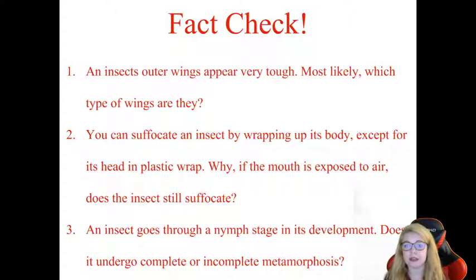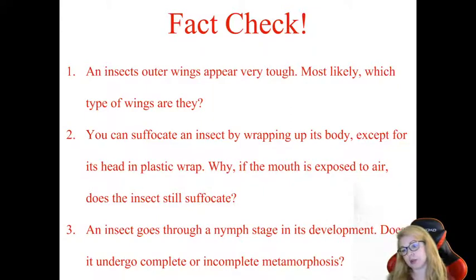Number 2, you can suffocate an insect by wrapping up its body except for its head in plastic wrap. Why? If the mouth is exposed to air, does the insect still suffocate? The answer is that if you've wrapped it in plastic wrap, even though you've left the mouth exposed to air, it does not have a respiratory system. Remember that they have the spiracles coming out of their body, those little holes that the trachea line up to. And so if you were to plastic wrap that, you block the spiracles, and you would suffocate it.